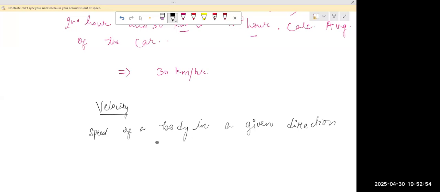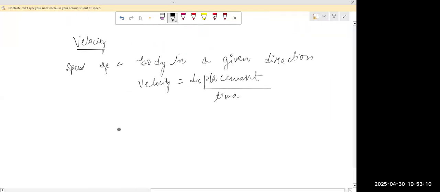The formula: velocity is equal to displacement by time. Not distance, but displacement by time. And for velocity, is it still v? Velocity, we use v. Again s and t, that is used interchangeably. That is not an issue. Is displacement also x? Yes.